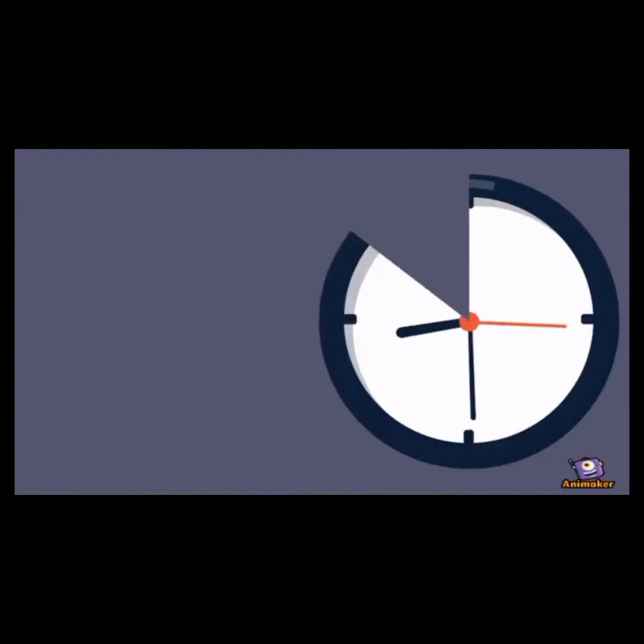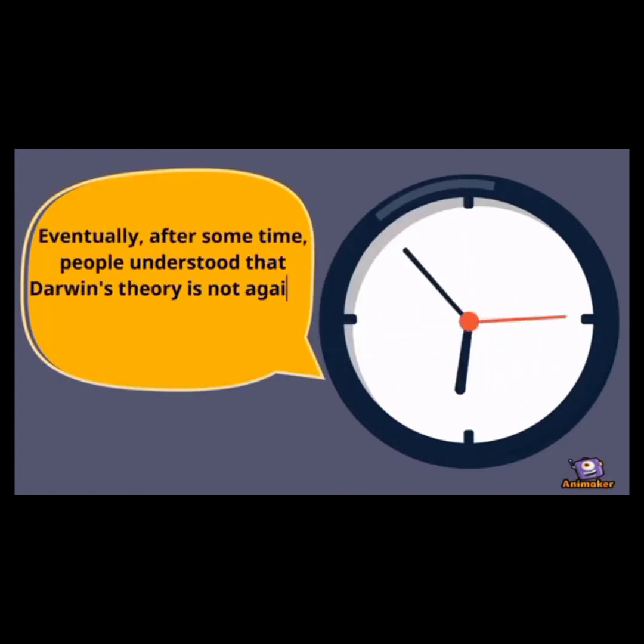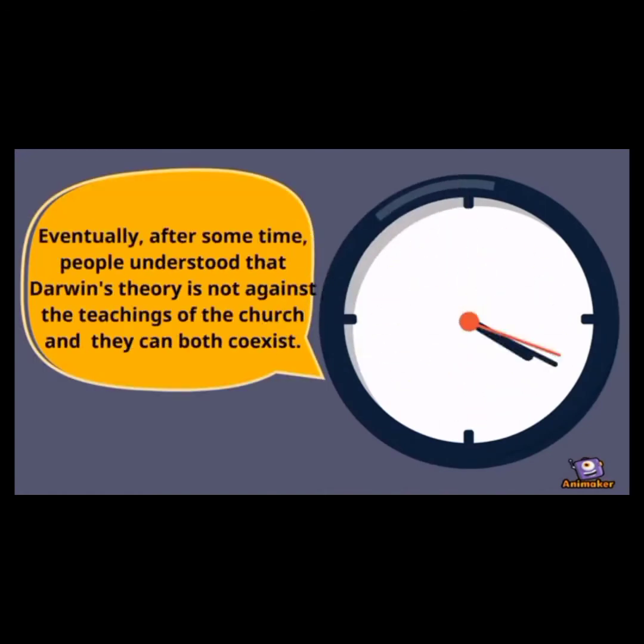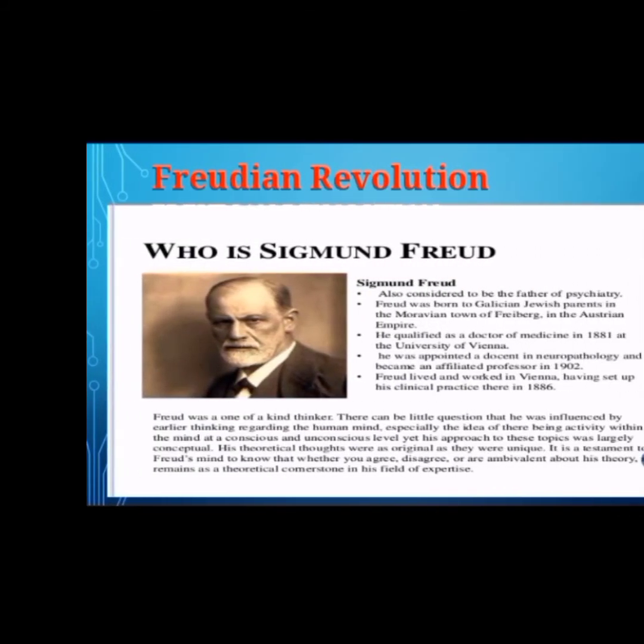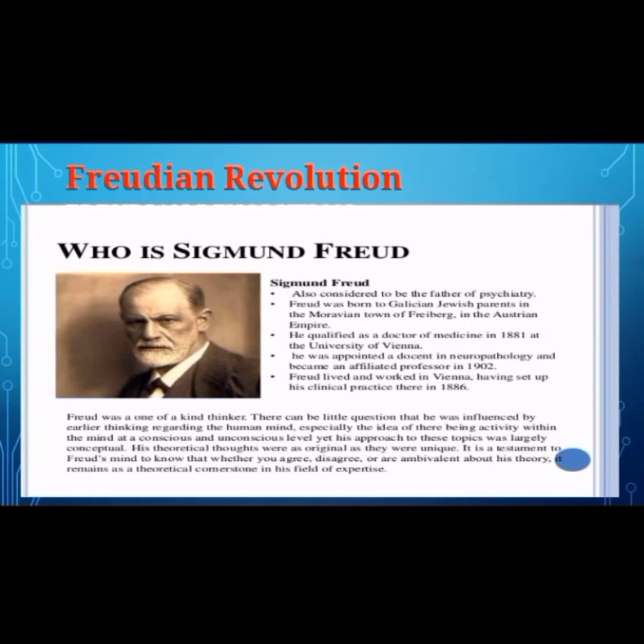Eventually, after some time, people understood that Darwin's theory is not against the teachings of the church and they can both coexist. Freudian revolution. This theory was proposed by Sigmund Freud.